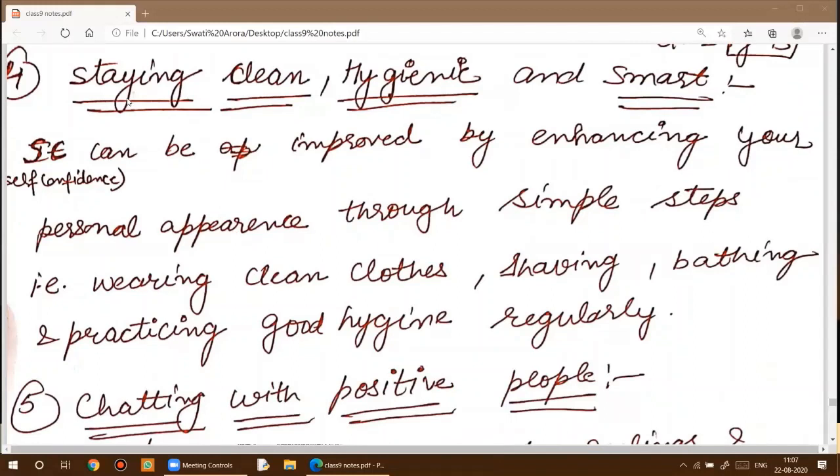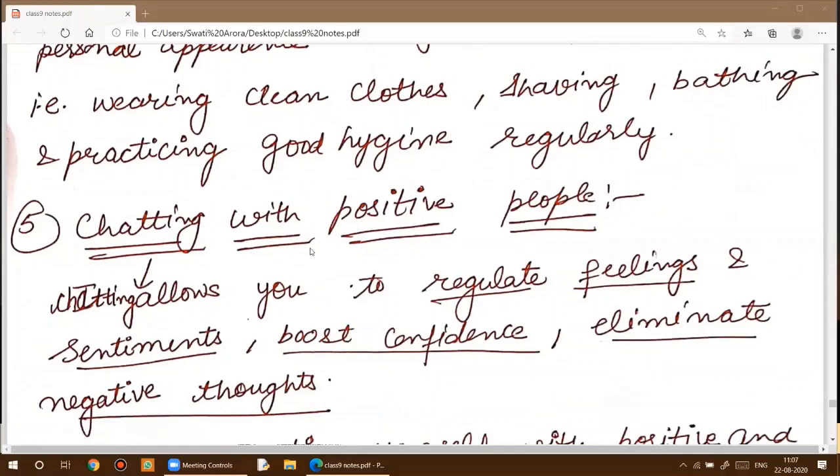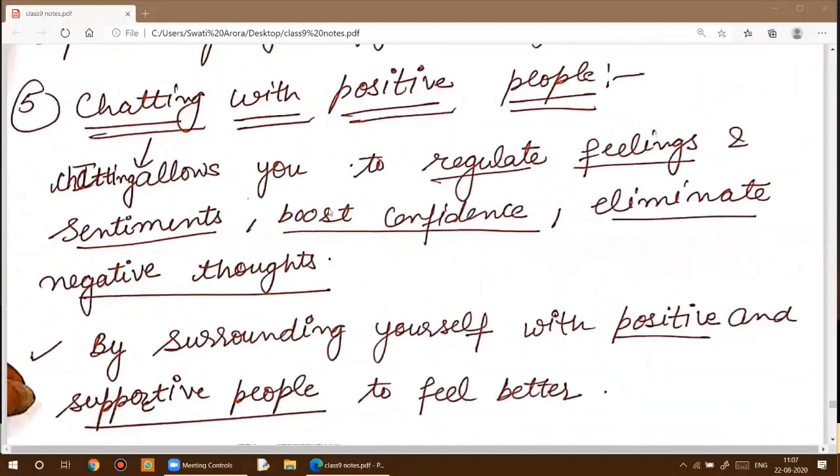Next step is to keep yourself clean, hygienic, and smart. Because if you are wearing good clothes, you are taking bath daily, you are maintaining a good hygiene regularly, definitely your mood will be lifted up and you will feel confident. Then chatting with the positive people. Always I told you to surround yourself with those people, those who are positive, those who are motivating. Okay, because this regulates your feeling. Okay, this mood boosts your confidence level and it eliminates your negative thoughts. Okay, so always surround yourself with the people who are supportive to you.